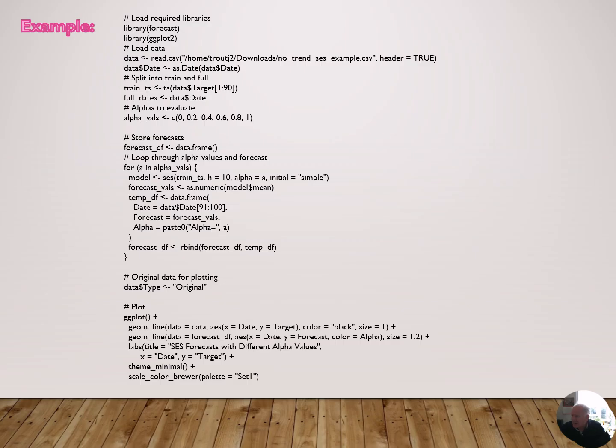In case you want to try this out for yourself, here's some sample code. Once again, we're going to load the required libraries, then load the data, store the forecast, and plot the forecasts.